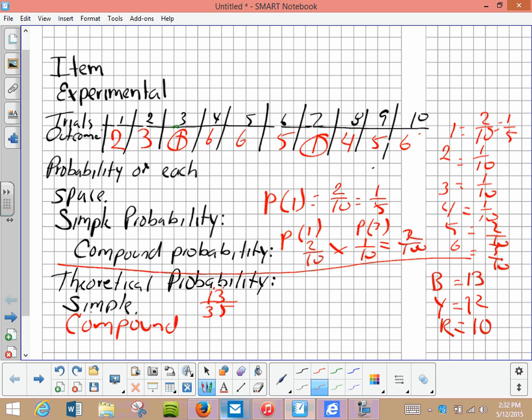If I ask you the compound probability of getting a yellow one and then a blue one, or a blue one and a yellow, then it will be the probability of yellow and the probability of blue. You multiply these two and then you get a number. I don't want to do it. That's what we're going to do with it.